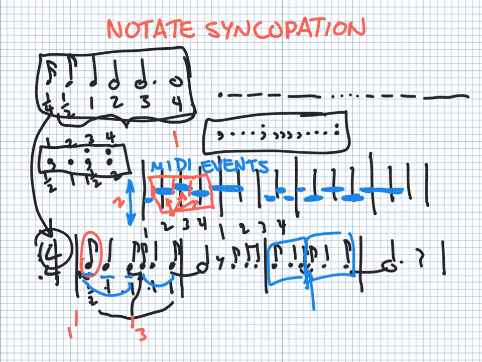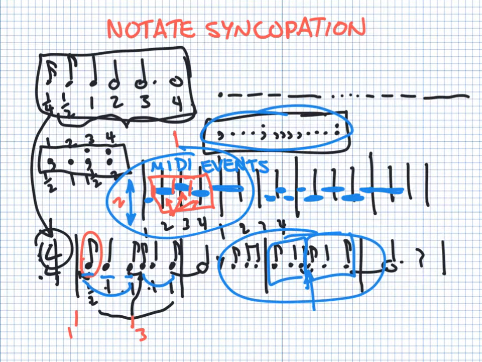Hopefully this makes sense to you. If not, then try watching it again. So we have the dots and dashes, we have commas and periods, we have MIDI events, and then we have traditional notation, all of which are increasingly accurate ways of representing rhythm that is syncopated.